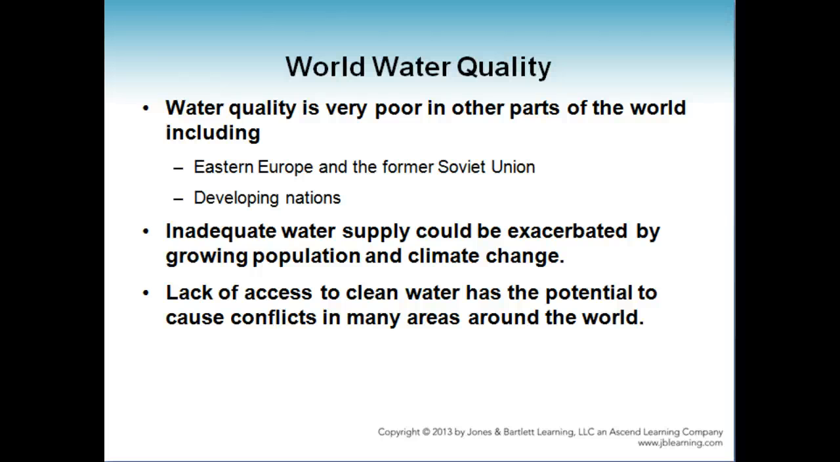That said, U.S. water is actually in better shape than many parts of the world. Water quality is very poor in places like Eastern Europe and the former Soviet Union, which have huge industrial pollution problems, and in developing nations, where water is often tainted with microbial pathogens. Inadequate water supply could be exacerbated by growing population and climate change. Lack of access to clean water has the potential to cause conflicts in areas around the world.